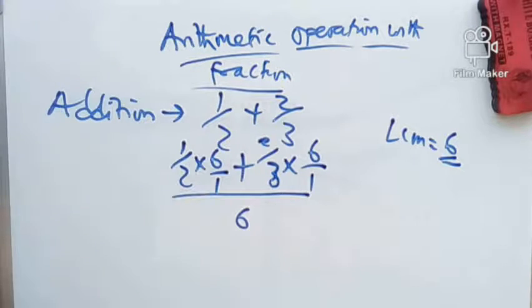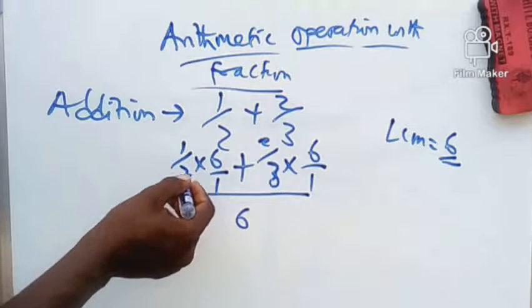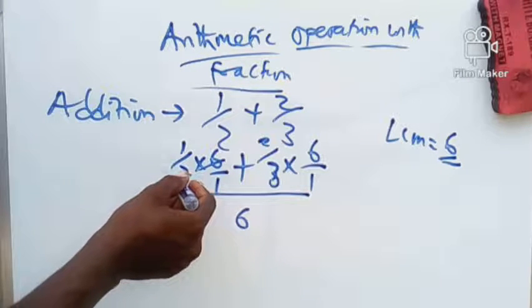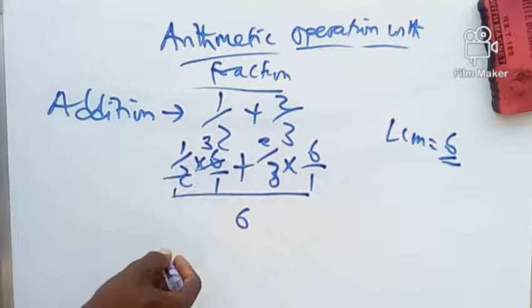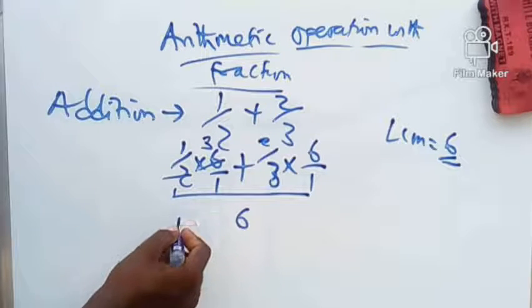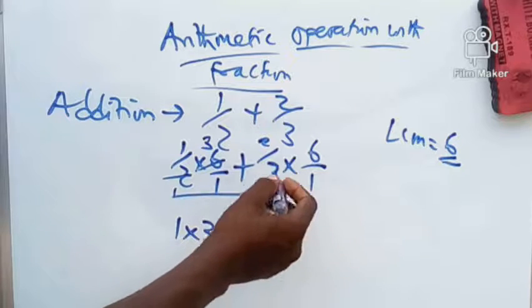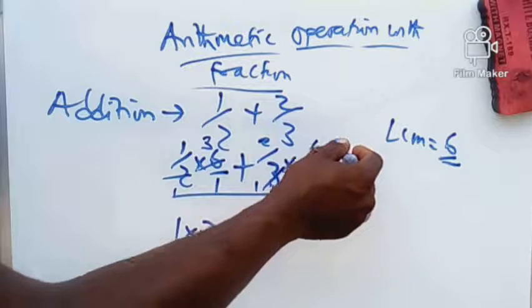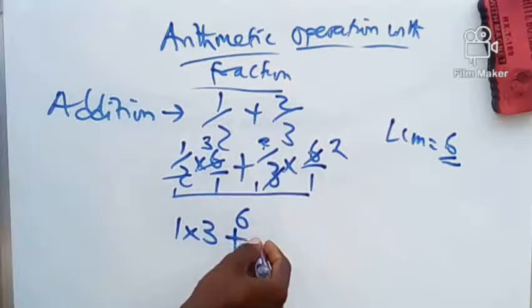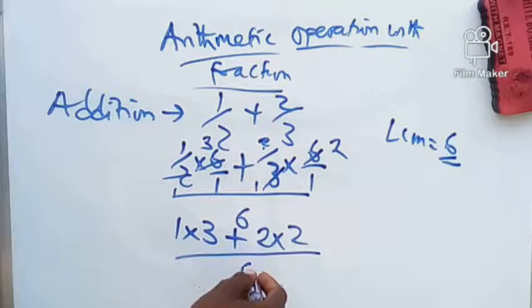So let's quickly simplify this further. I can see that 2 can cancel 6. When 2 goes into itself, it is 1. When 2 goes into 6, you have 3. So what I have here is 1 multiplied by 3, added to what is going on here? 3 can take care of itself as 1. 3 goes into 6, you have 2. So what I have here is 2 multiplied by 2. And everything is divided by 6.